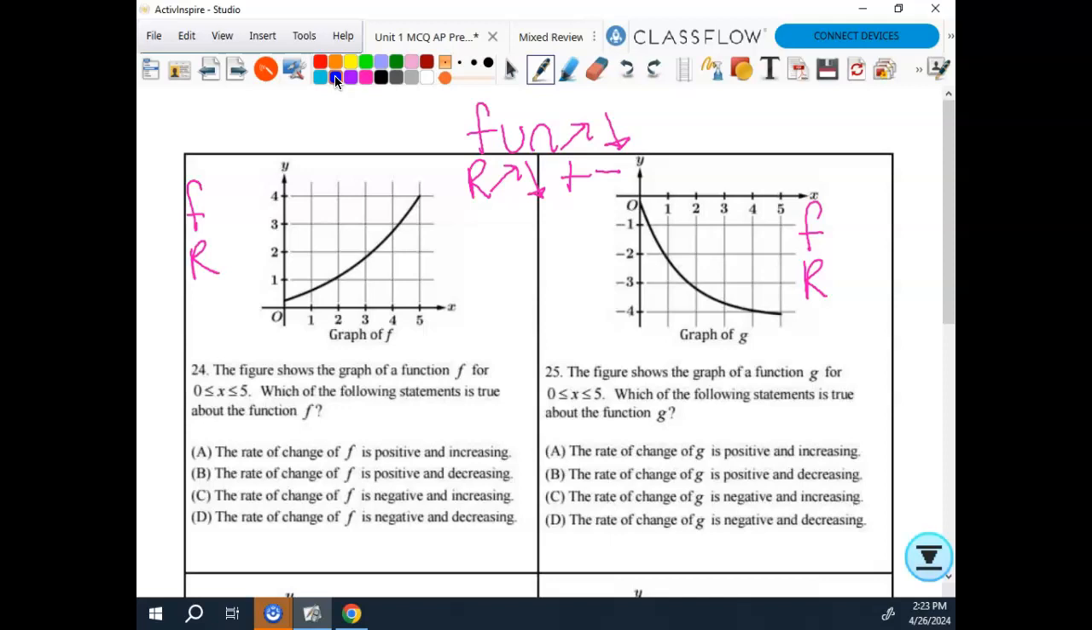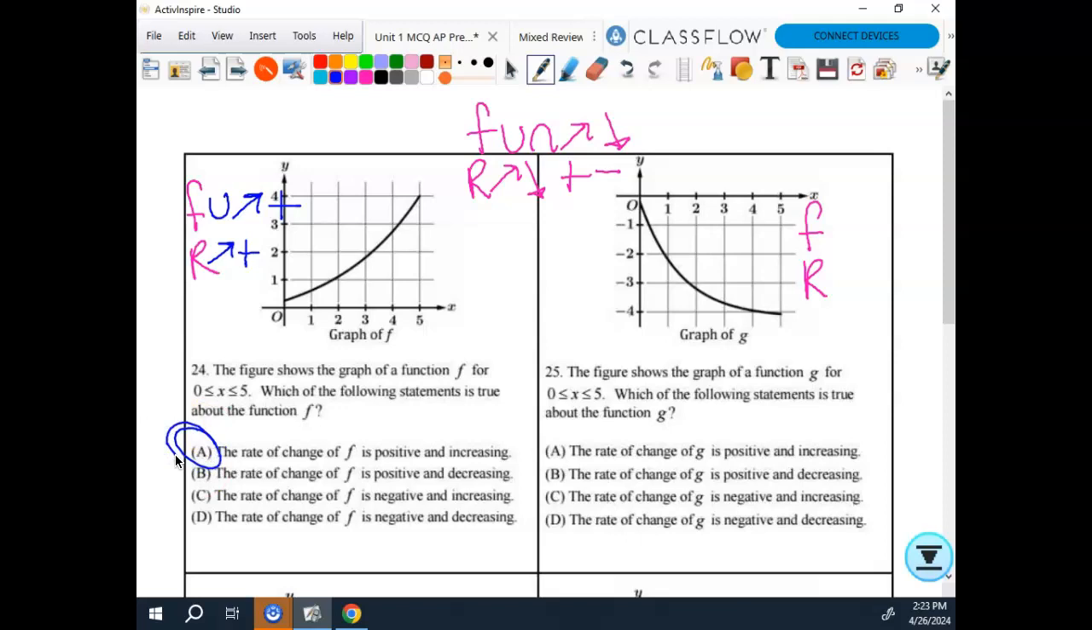Okay. All right, so the function is concave up, right? Increasing and positive. So the rate is increasing and positive, and that's what we are looking for, which is what y'all got, which is A.